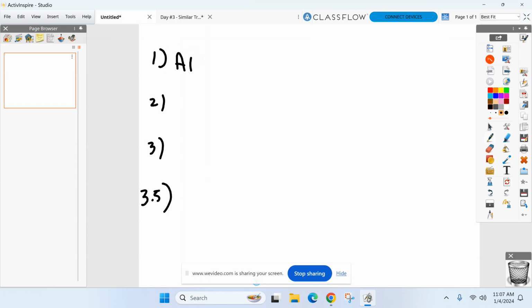Angle. Side, side with the little tilde. Side angle side with the little tilde. And then we have if triangles are congruent, they are similar.